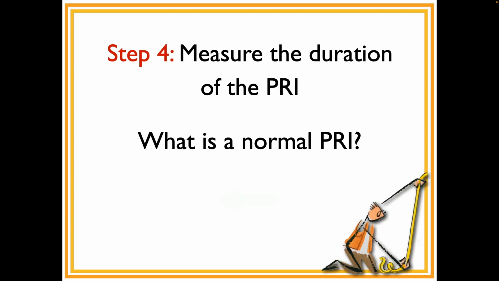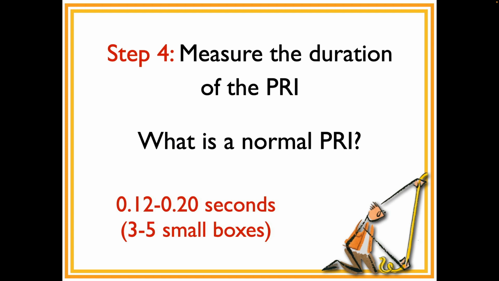So measure the duration. What you're going to do in step number 4 is say, is the PR interval normal or not? Remember we did all this last week. Remember we sat there and took our calipers and said, is it 3 to 5 small boxes?